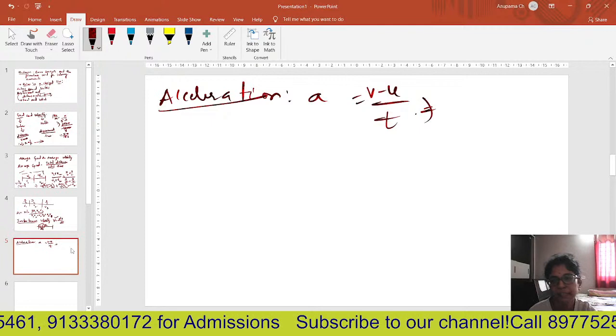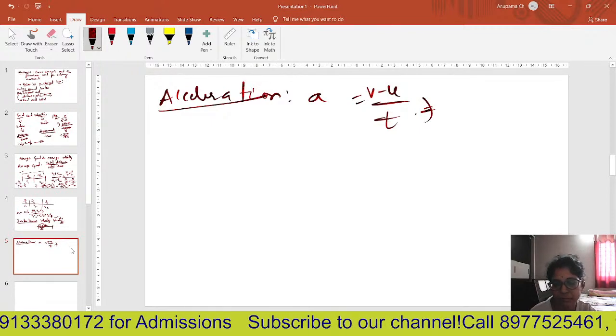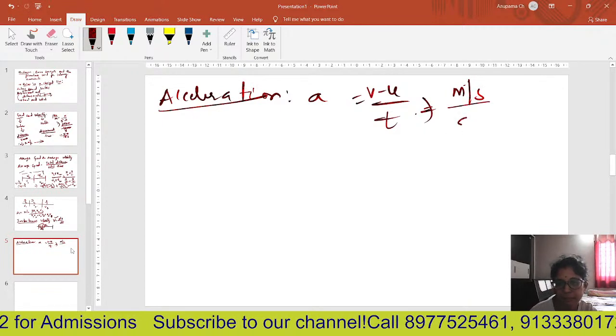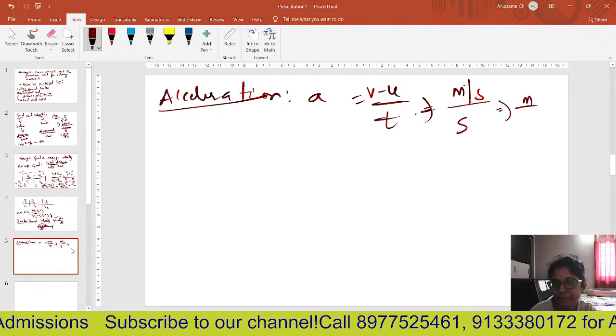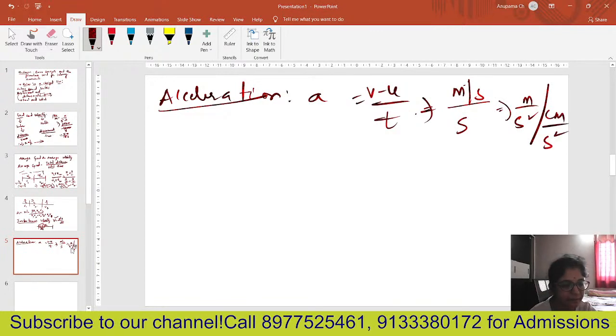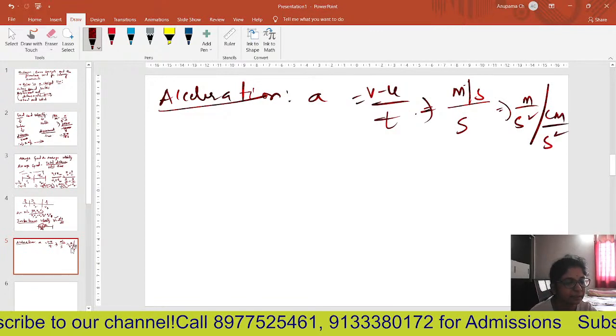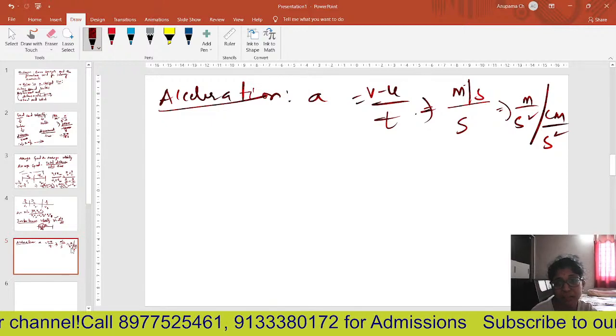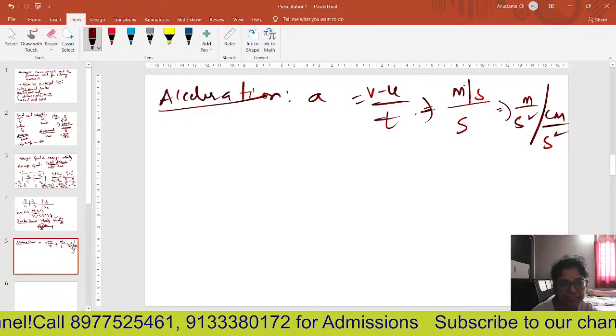Right? What is v minus u? Units of velocity is meter per second, divided by units of time, second. So this will be meter per second square, or you can also write this as centimeter per second square. Yeah, Hasini. Rate of change of velocity is acceleration, right?